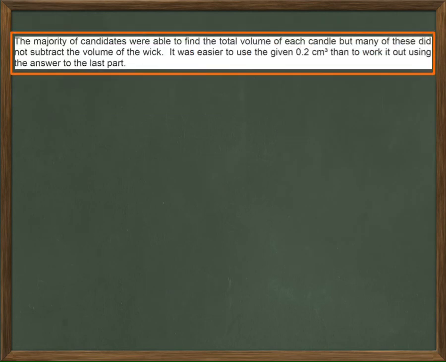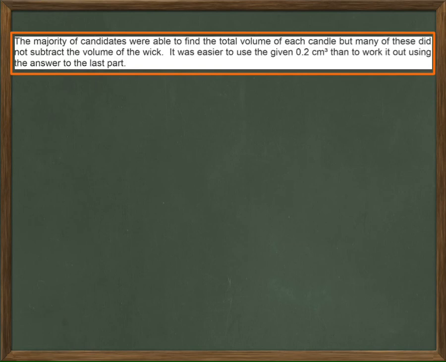Now, what does the examiner report say? The majority of candidates were able to find the total volume of each, but many of these did not subtract the volume of the wick. They forgot. It was easier to use the given 0.2 centimeter cube rather than to work it out using the answer of the last part.